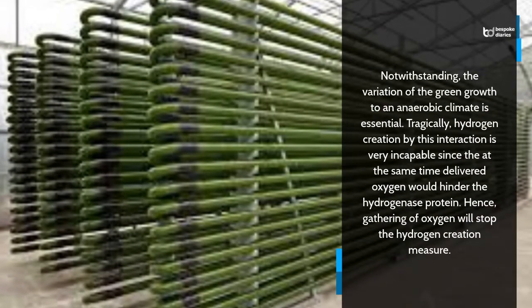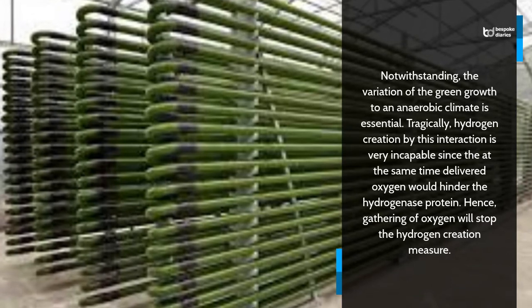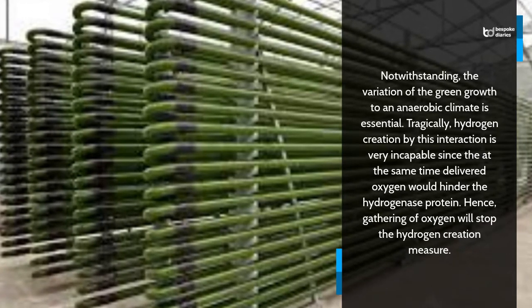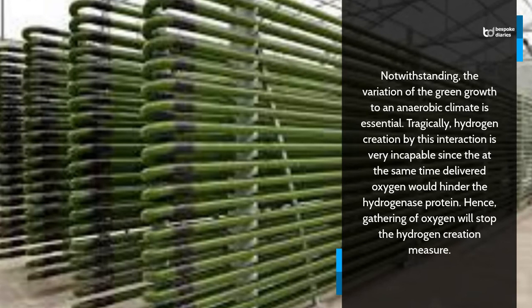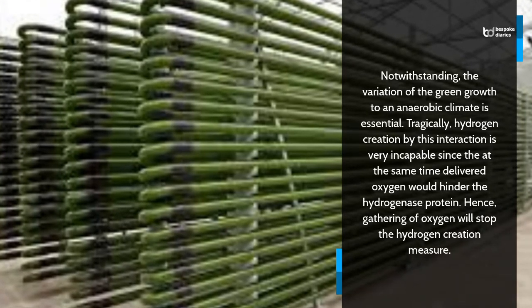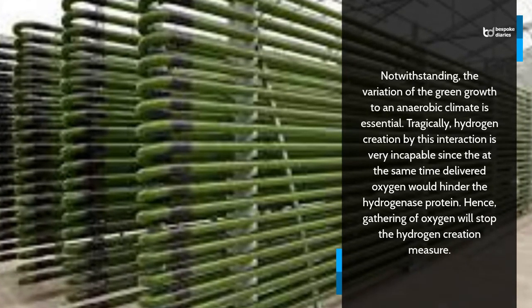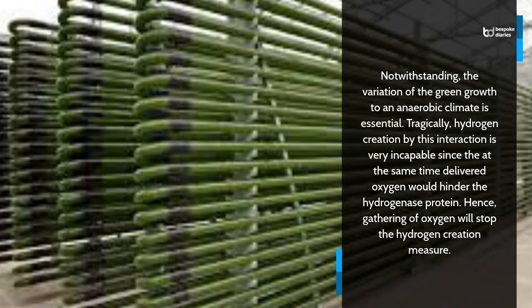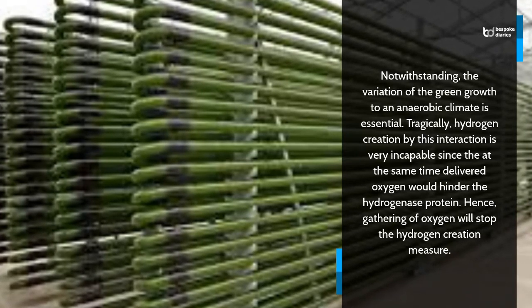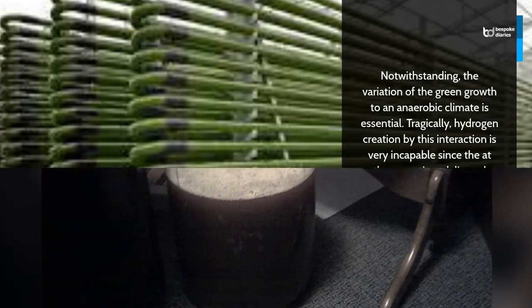However, the adaptation of the algae to an anaerobic environment is essential. Unfortunately, hydrogen production by this process is very inefficient, since the simultaneously released oxygen would inhibit the hydrogenase enzyme. Hence, accumulation of oxygen will stop the hydrogen production process.